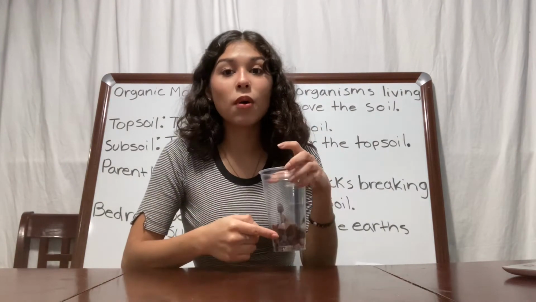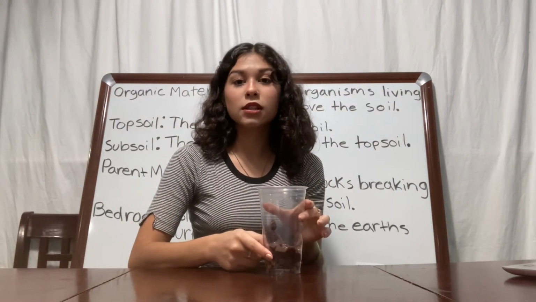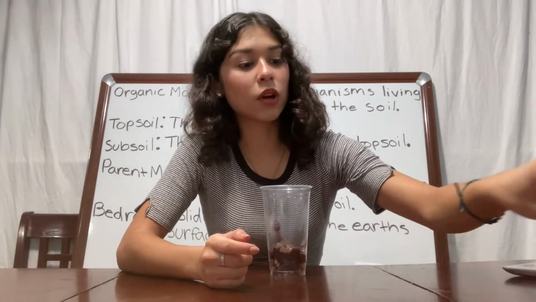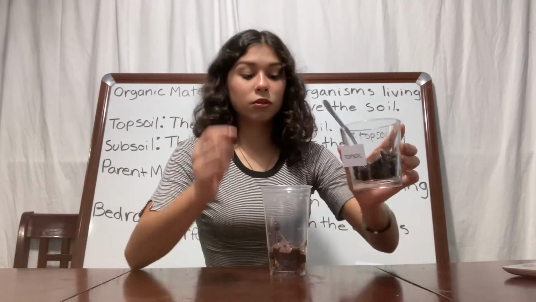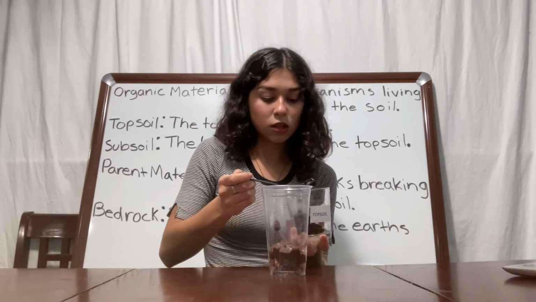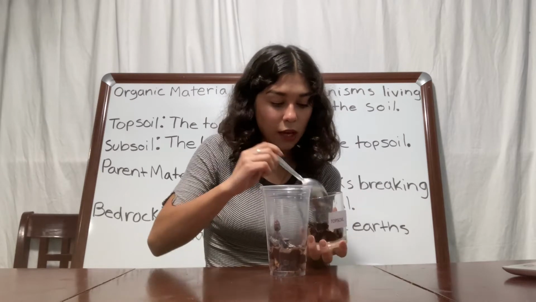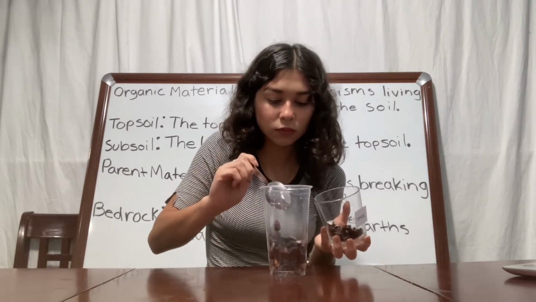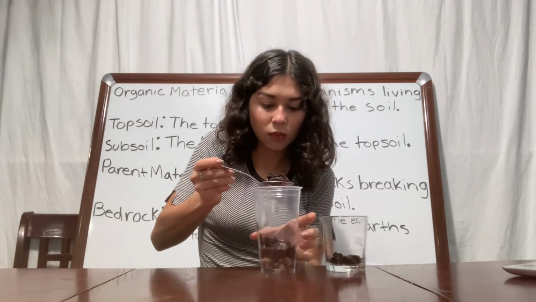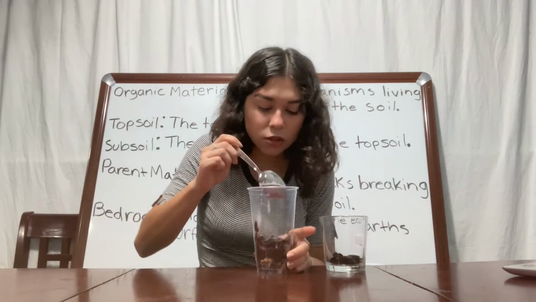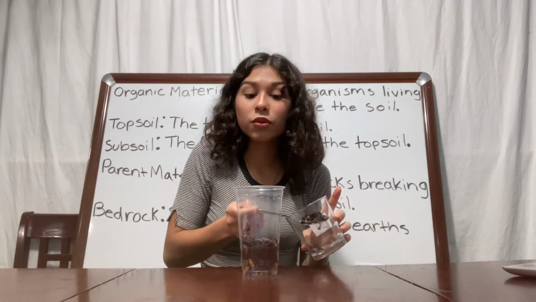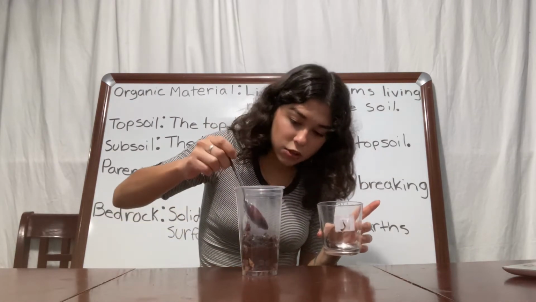Okay, now after our subsoil is the topsoil. That is correct. So we are going to grab our crushed up Oreos and we're going to put it above the subsoil layer. You want to put just enough so that it shows, so that we're able to tell the different layers apart.